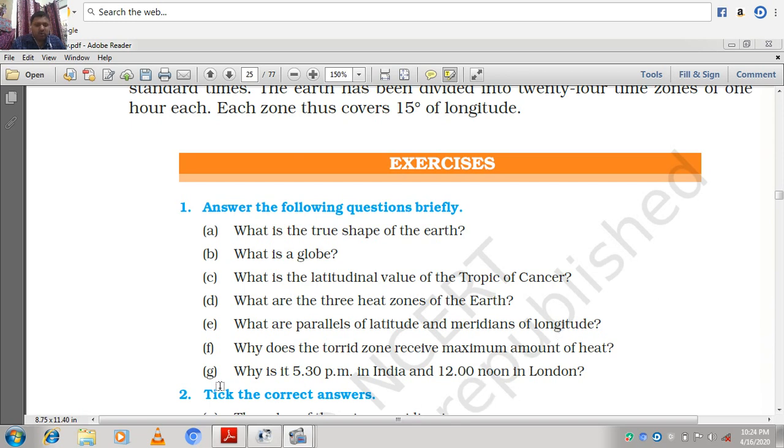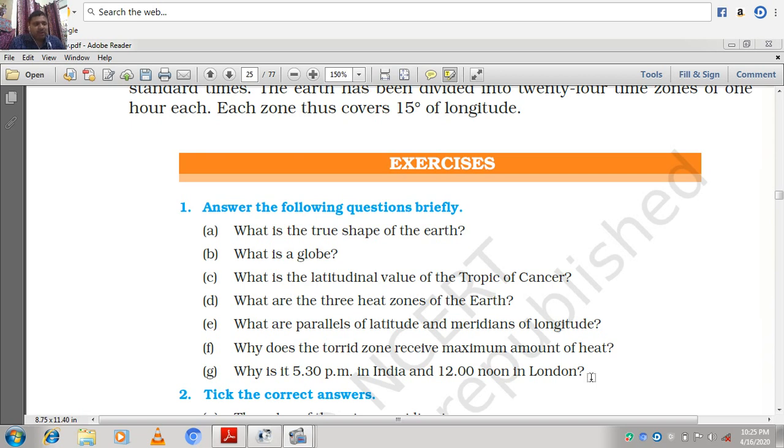Next question, question G. Why is it 5:30 p.m. in India and 12 noon in London? We have discussed it with the help of GMT and IST, with the help of the globe and the map. GMT is located at 0 degree longitude, and India is located at 82.5 degrees east. It is the IST. So the difference between these two longitudinal lines is 5 hours and 30 minutes.